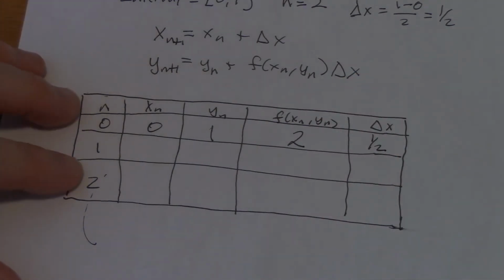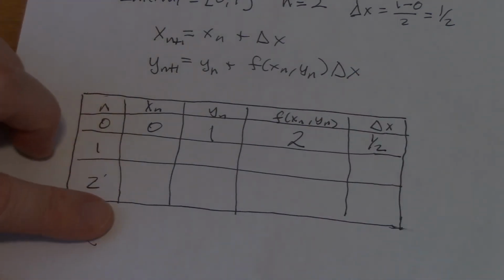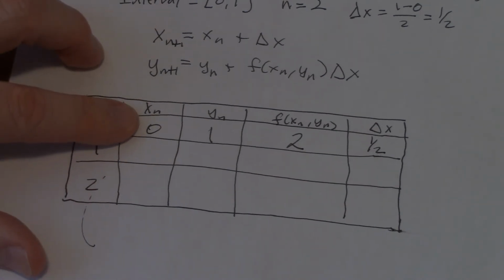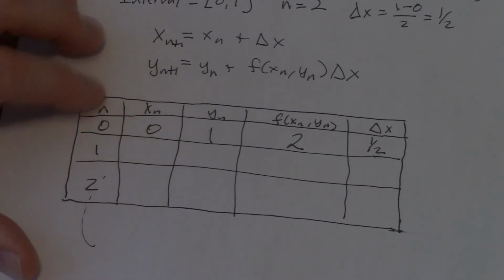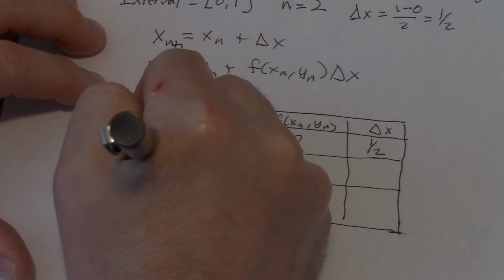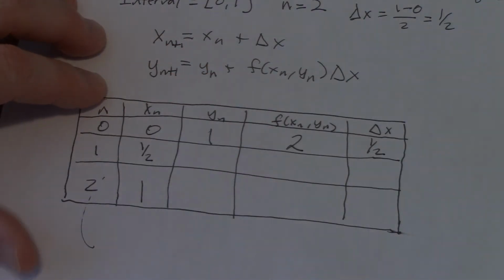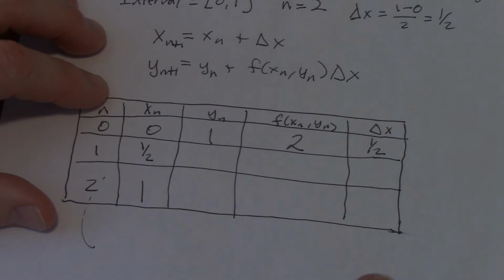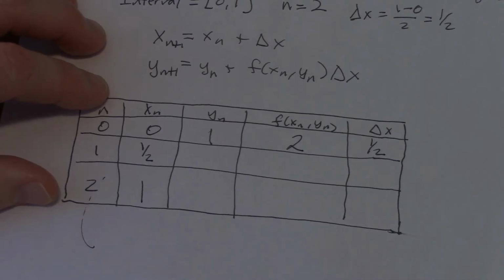Okay, now let's go to the xn column because that's the easiest one. Okay? So we're going from 0 to 1, our step size is 1/2, so we know that x1 is going to be 1/2 and x2 is going to be 1. Okay? We can figure that out without doing any other calculations. It's pretty much the easiest thing to do.